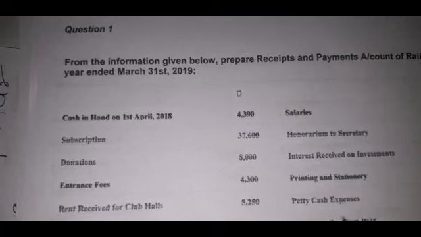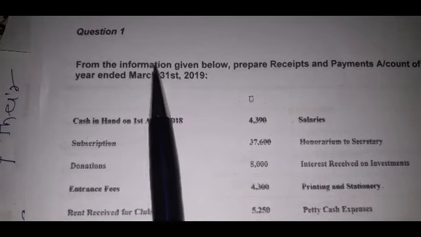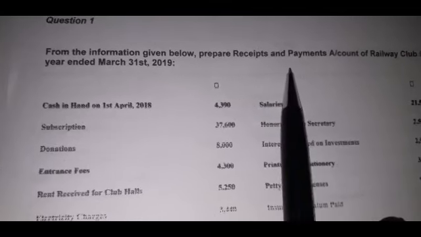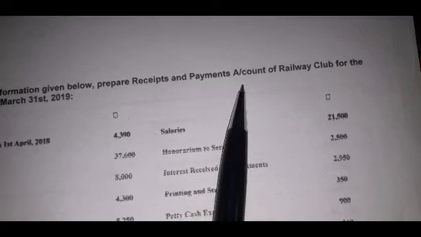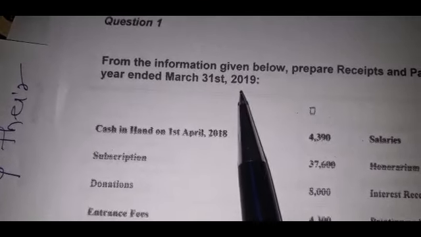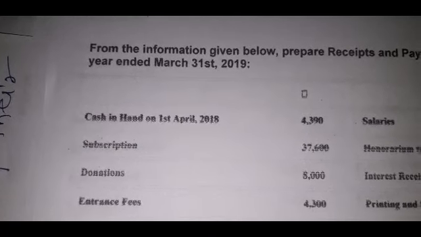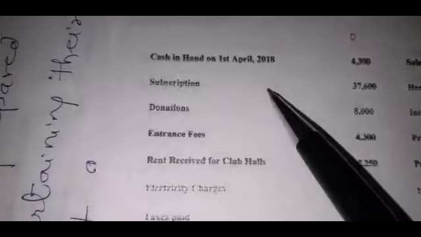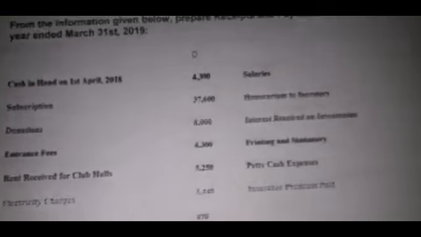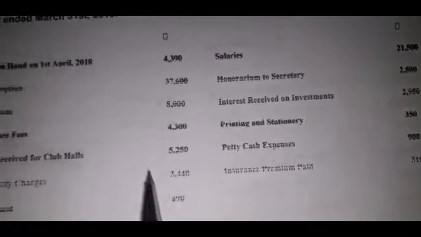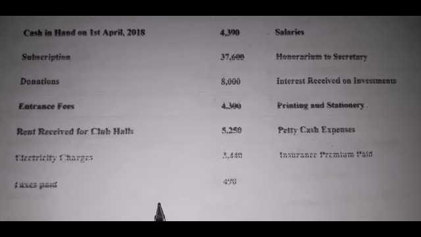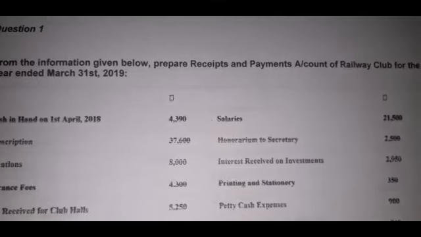You can see, from the following information given below, you have to prepare a receipt and payment account of Railway Club for the year ended March 31st, 2019. After that, you can see there is a list of items given. This is not a cash book, this is not a trial balance, but a simple list of receipts and payments of a club, Railway Club.